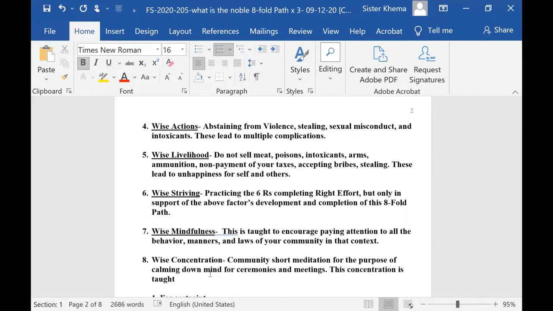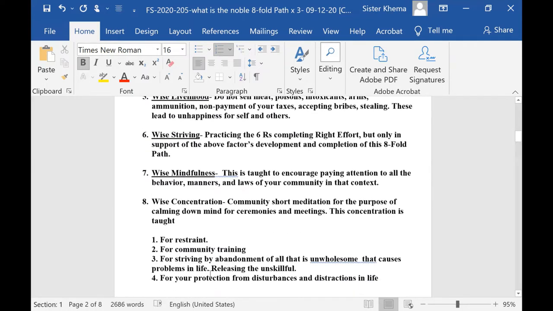Okay, and then wise striving is practicing the completing of right effort, but only in support of the above factors, development and completion of this Eightfold Path. The seventh one is wise mindfulness. And this is taught to encourage paying attention to all the behavior, manners, and laws of your community in that context.